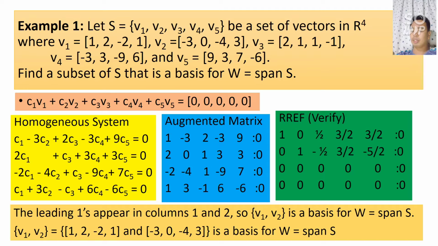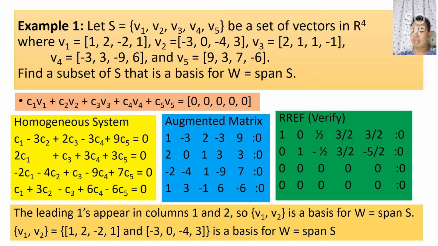So let's form the dependency equation: c1 v1 plus c2 v2 until c5 v5 is equal to 0. Forming its homogeneous system, c1 minus 3c2 plus 2c3 minus 3c4 plus 9c5 is the first equation. Then the following are the other equations. Correspondingly, its augmented matrix has 1, -3, 2, -3, 9 for the first row, equal to 0.